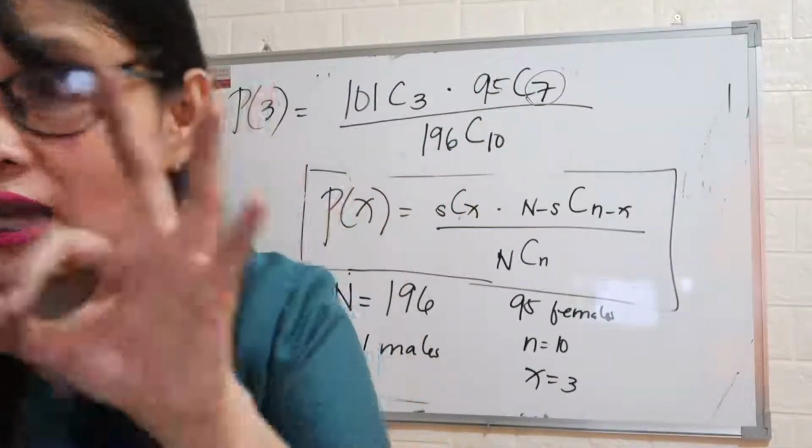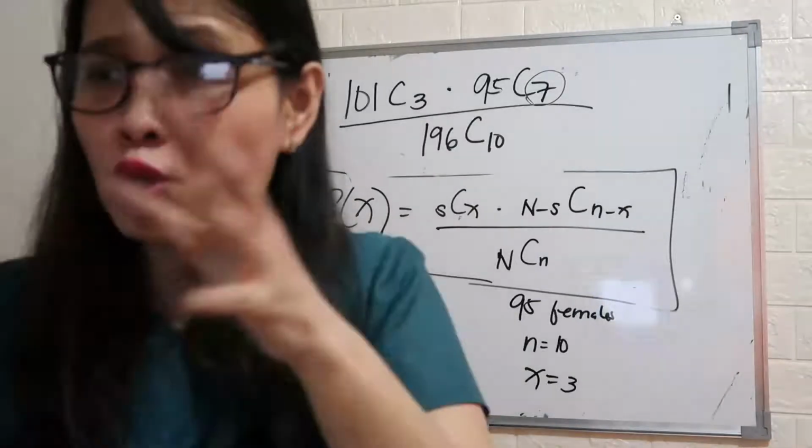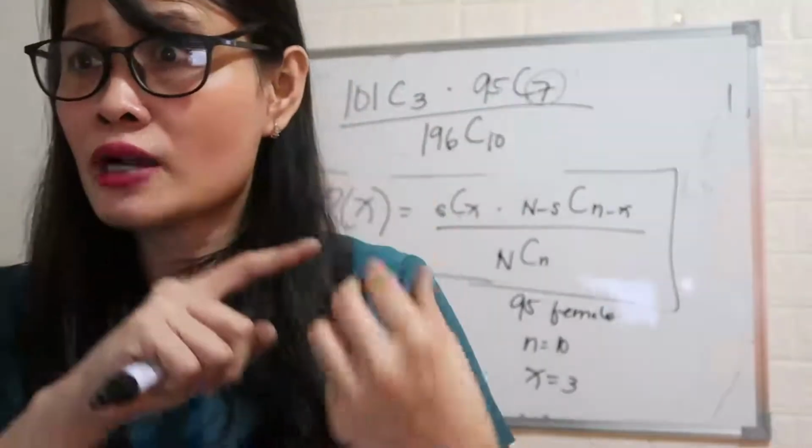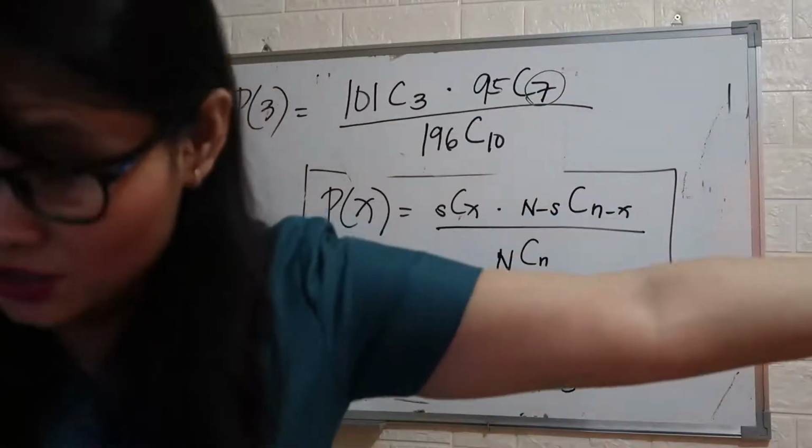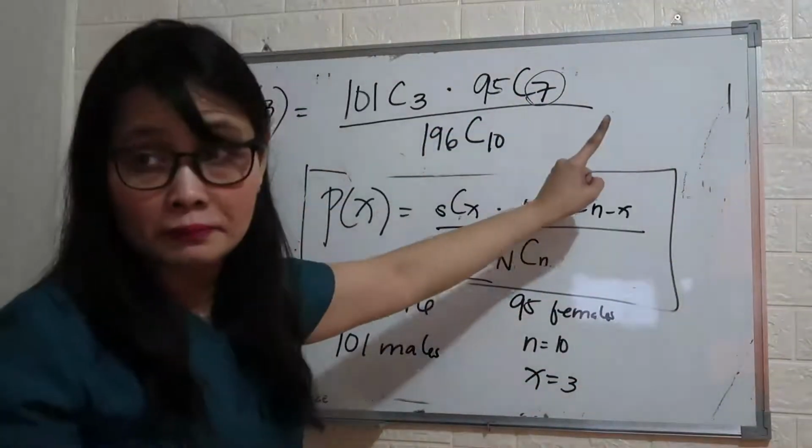Kasi tatlo lang naman kailangan natin males eh. According to the problem, we need 10 volunteers. So may kulang pang 7. So saan manggagaling yung 7? Of course, to the other group, which is the group of females. So 95 taking 7. Okay?